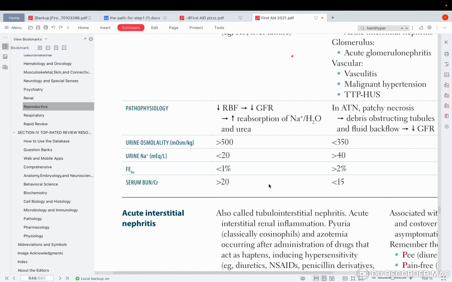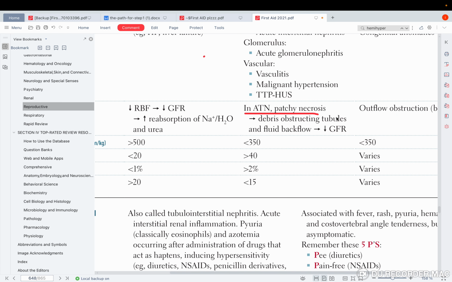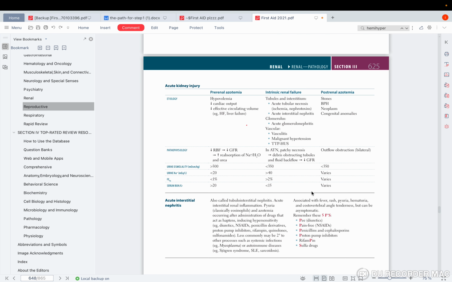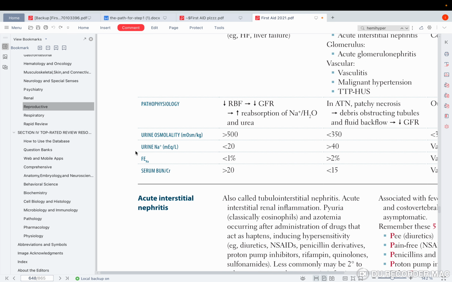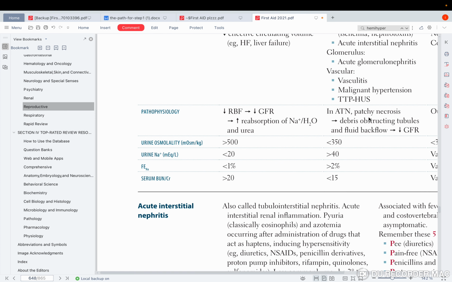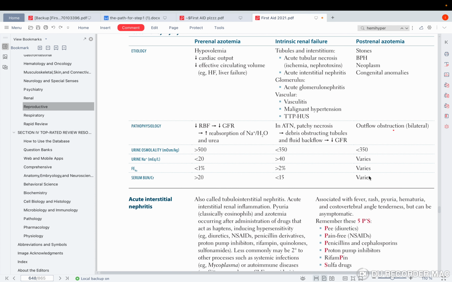Okay, so here you can see in acute tubular necrosis, there will be patchy necrosis, debris obstructing the tubules, and the fluid backflow, which decreases your GFR. Okay, so this made sense. Let's keep going. Urine osmolality. Well, in acute tubular necrosis, guys, is your kidney reabsorbing normally or not? No, your tubules are not able to reabsorb. So the osmolality of the urine will be less than 350 because you are unable to reabsorb.